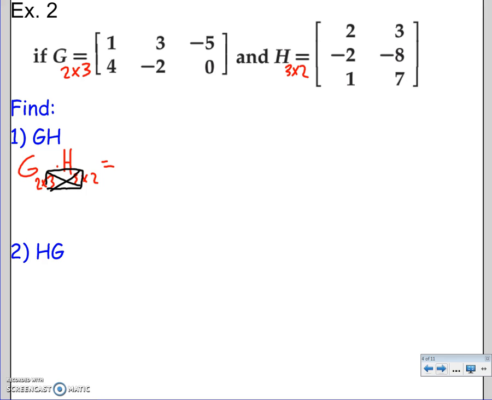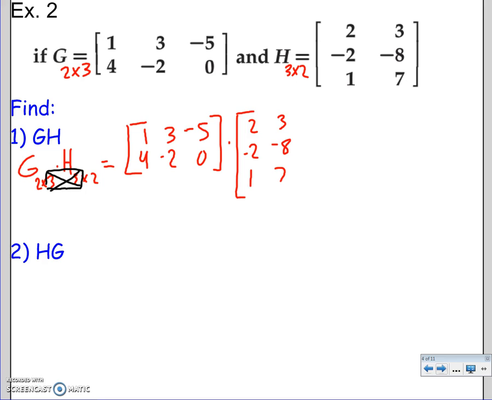So let's do G is 1, 3, negative 5, 4, negative 2, 0, times H, 2, 3, negative 2, negative 8, 1, 7. In the same process as before, I know my answer is going to be a 2 by 2. Let's give myself a lot of space.